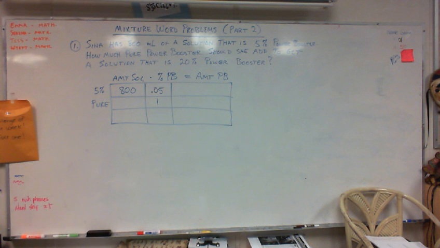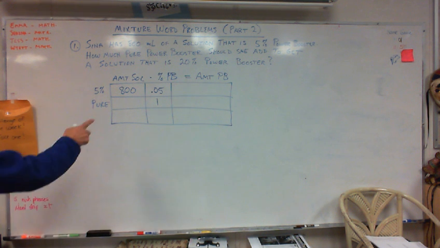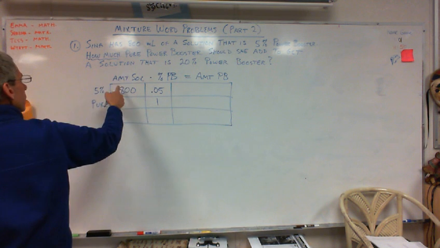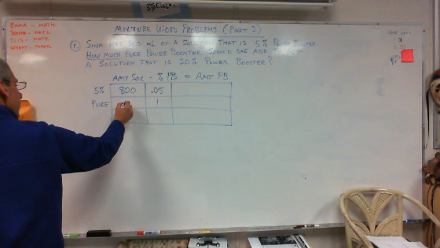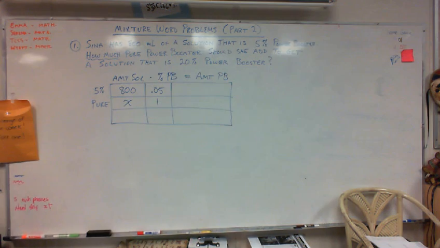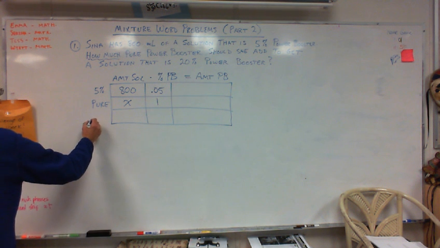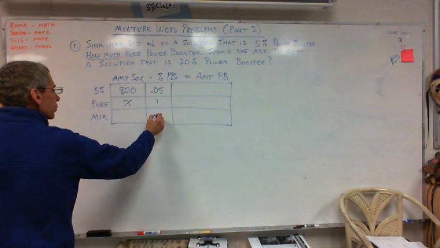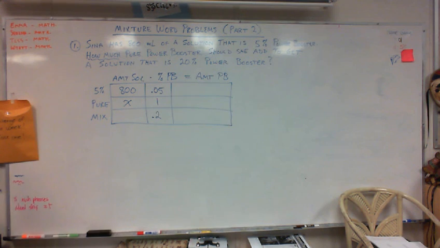And then it says, okay, how much pure power booster? That's the amount, right? The amount of power booster. So that's X. That's what they're asking me to solve for. All right, we're almost there. It says, and how much of that power booster should Sina add to get a solution that's 20%? This is my mixture, right? And that's going to be 20%, 0.2. All right? That's what I'm being asked to do.